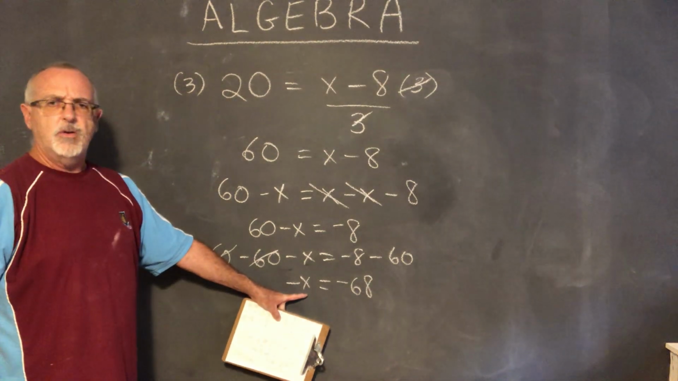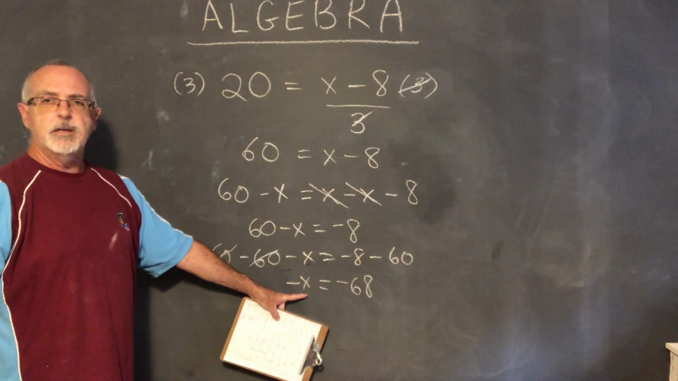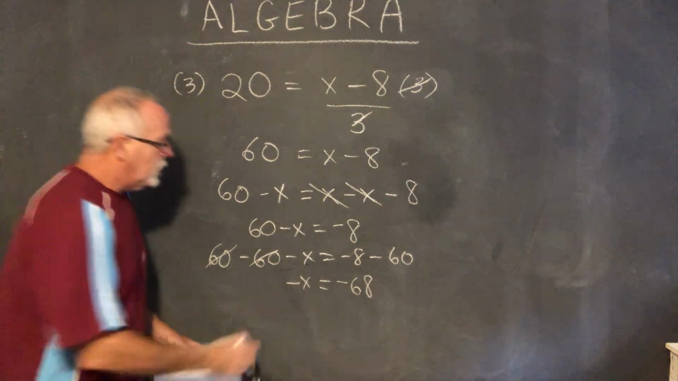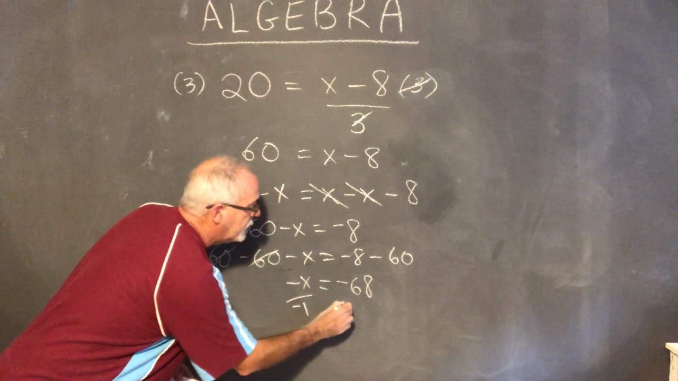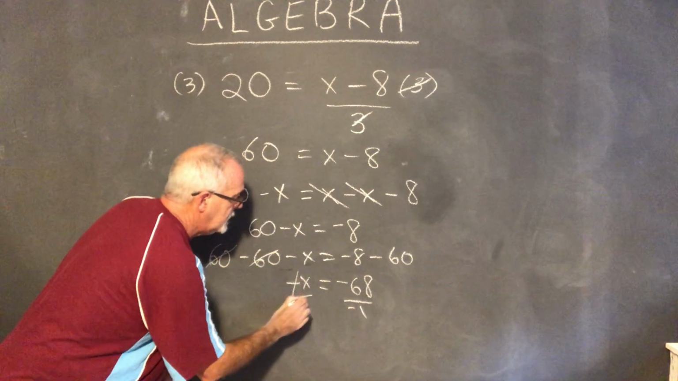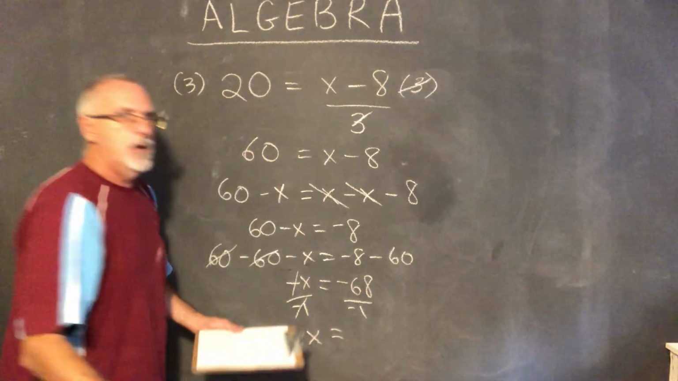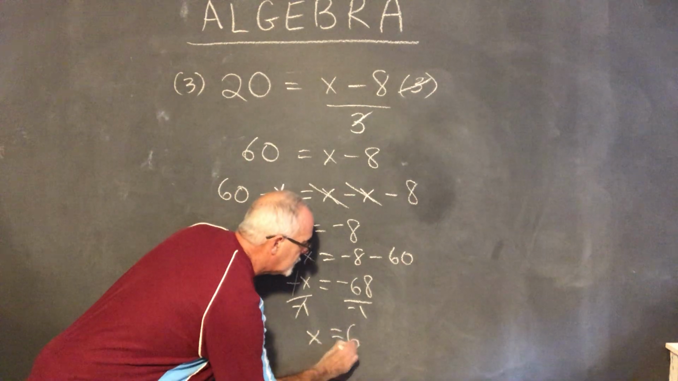Our x has only one thing that is stopping it from being isolated, which is that negative sign. It's being multiplied by a negative 1. So I'm doing the opposite, which is to divide by negative 1 on both sides. These cancel. My x is alone. Negative 68 divided by negative 1 is positive 68.